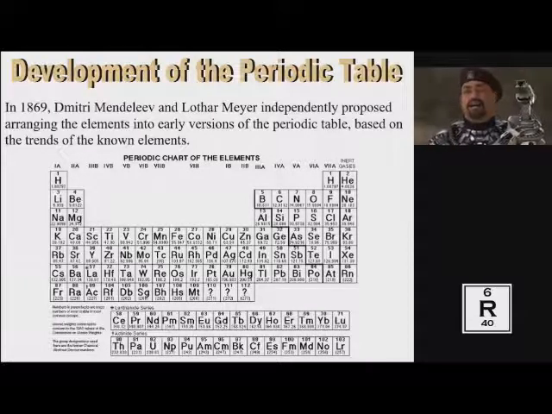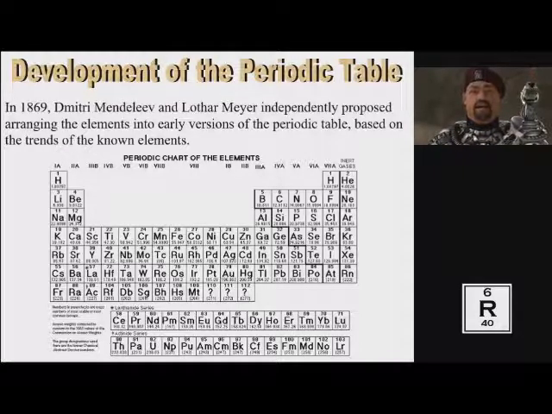In 1869, Dmitri Mendeleev and Lothar Meyer independently proposed arranging the elements into early versions of the periodic table, based on the trends known as elements. We'll get into this a lot more in the fifth topic. This is the fourth topic. In the fifth topic, I'm going to go deep into the periodic table. But for this topic, all I really want you to know is that Dmitri Mendeleev and Lothar Meyer are the first people to rearrange the elements in a periodic table.